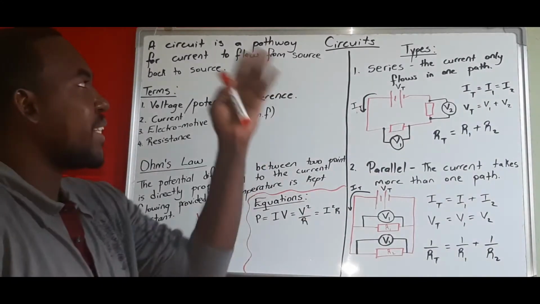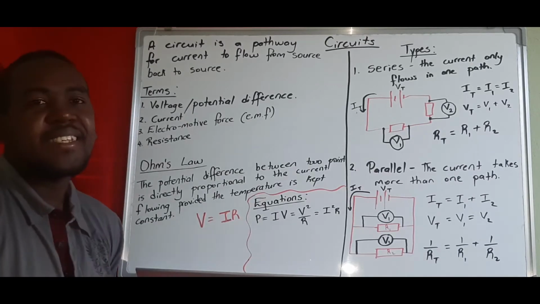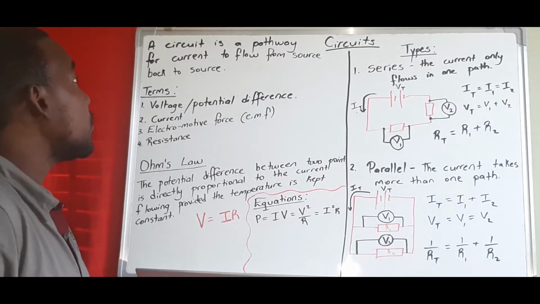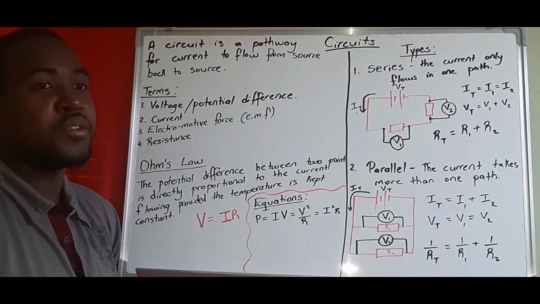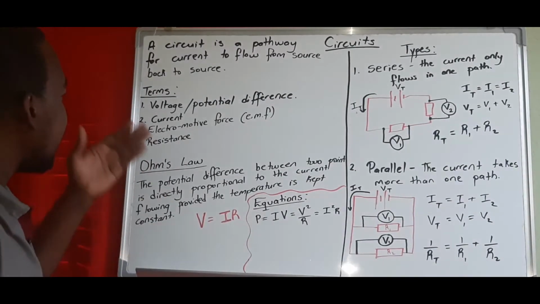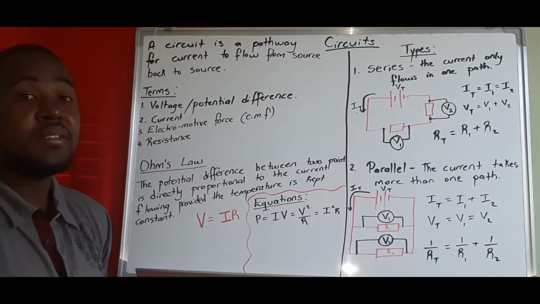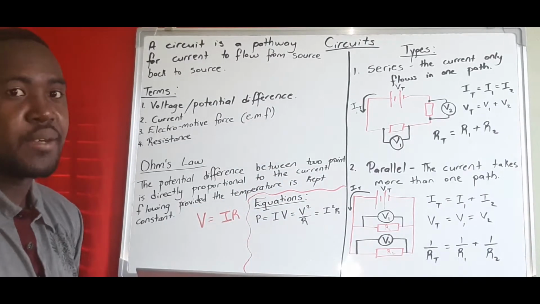So today we're looking at circuits, right? A circuit is just a pathway that current will be allowed to flow from the source around to some other appliances or loads and then back to the source, right? So we know that we have some terms here that we're going to define, but this class will be mainly based on doing some little calculations based on the types of circuits that we have.